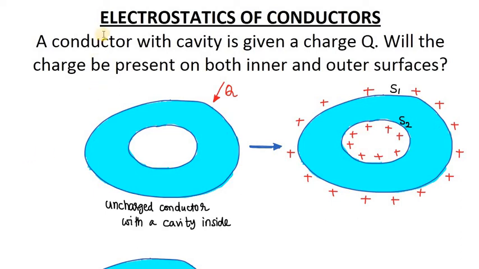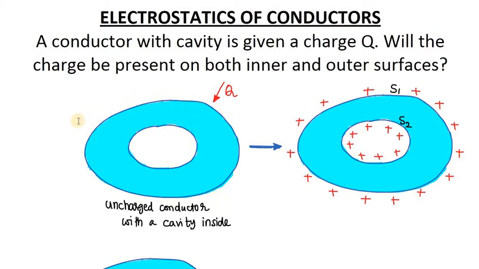Hello guys, electrostatics of conductors. Question is, if we have a conductor with a cavity as shown here, this is a metal conductor, and if it is given a charge Q, will the charge be present on both inner and outer surfaces as shown here or not? Let's see.